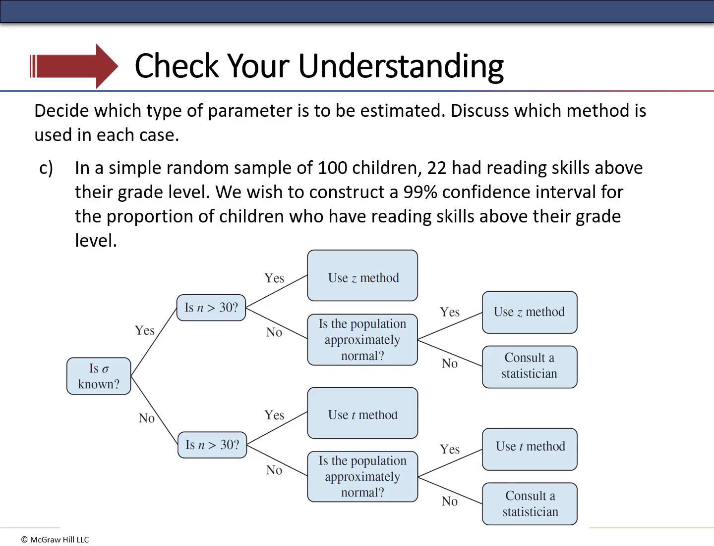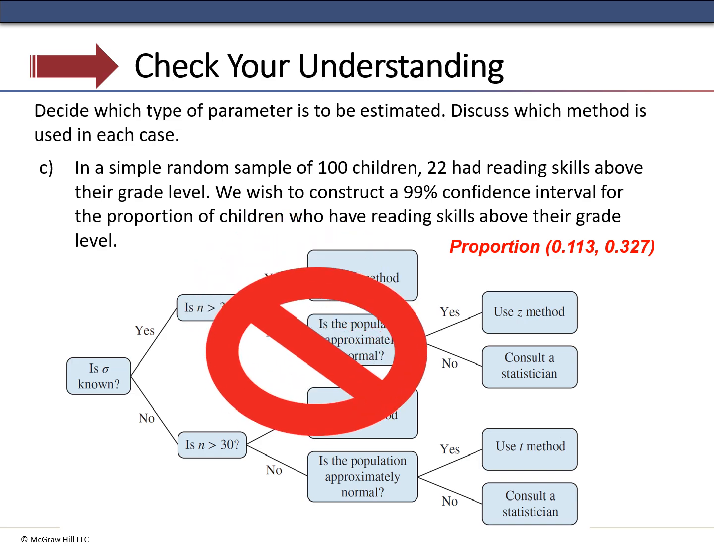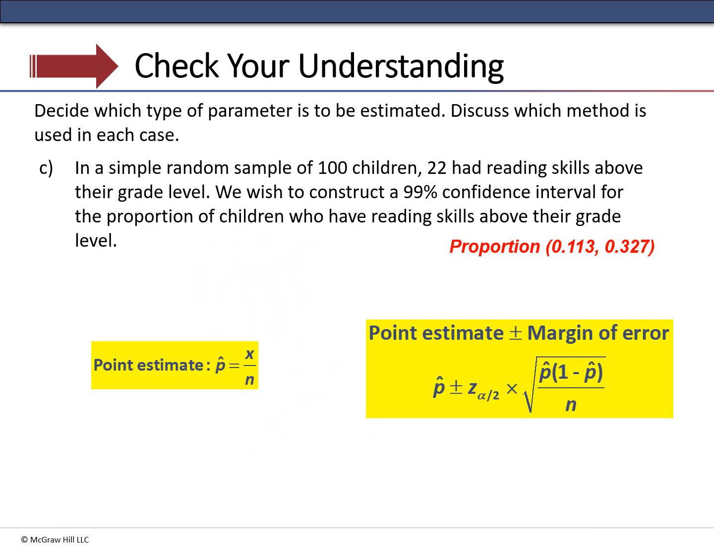In a sample of 100 children, 22 had reading skills. That means 78 did not, so we have more than 10 in each category. We want a 99% confidence interval for the proportion of children. Again, the table does not have anything to do with this. This is about proportions, so we're going to look for the proportion estimate, the point estimate, and then the point estimate plus or minus the margin of error.